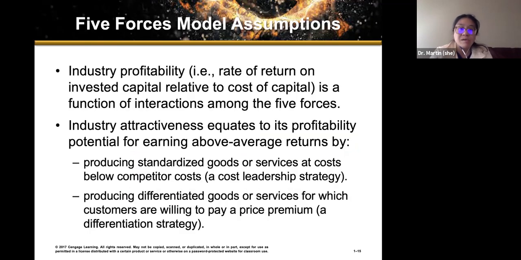So your rate of return on invested capital relative to the cost of capital is part of looking at the interactions among the five forces. When you're talking about industry attractiveness, you need to look at above average returns in producing standard goods or services, and that's called the cost leadership strategy. You could also look at producing differentiated goods or services, where customers are willing to pay a premium price because your product is so different.